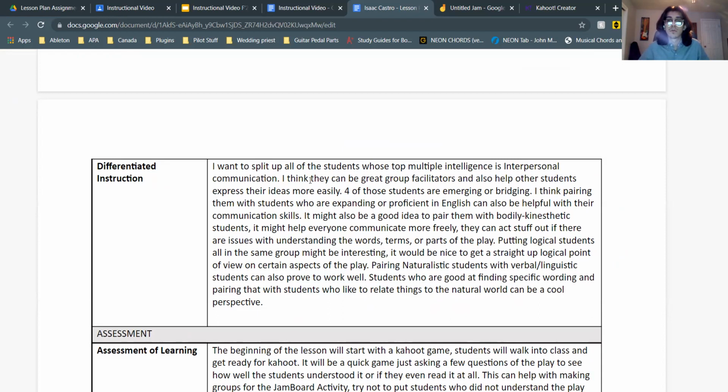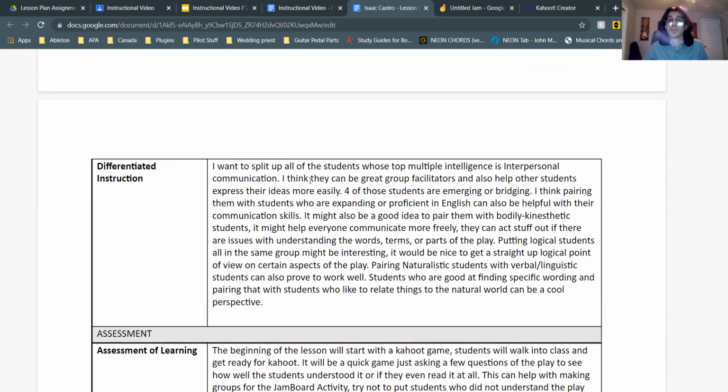There are students who are better at learning things in a certain way than others. One of them is going to be interpersonal communication. We have a lot of those in class, so we want to separate them as much as possible. Try to make one in each group. That way we have, not a group leader, but someone who can communicate easily with everyone.